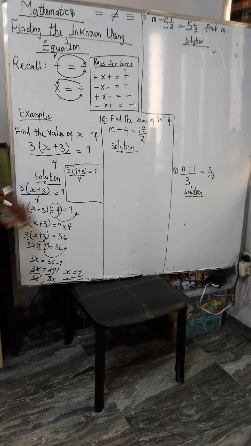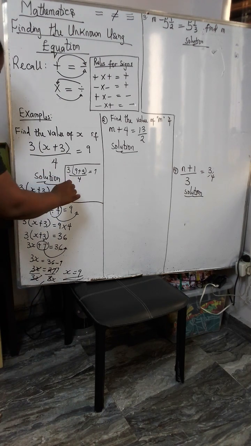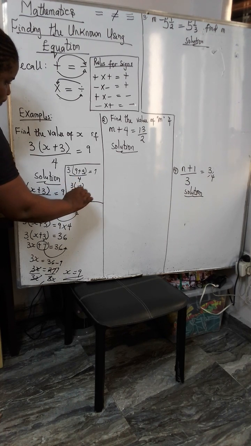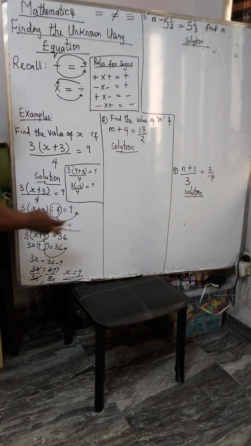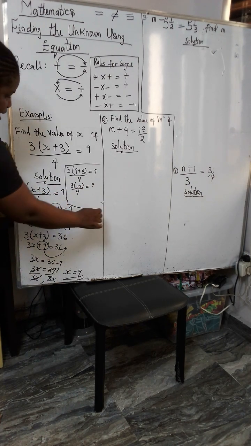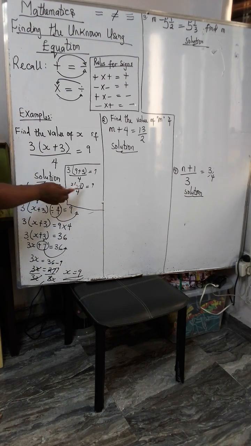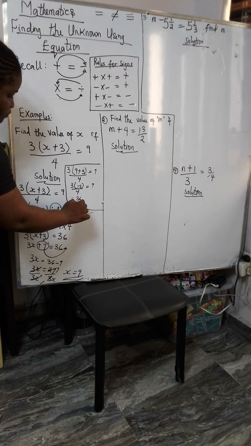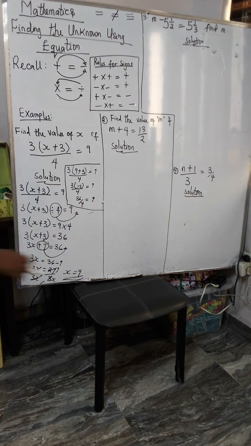Alright, 9 plus 3 is what? 12. So that this is now 3 bracket open, 12 over 4 equals 9. And I need to extend this, please hold on. And this is 12 times 3, and 3 times 12 is 36. So that this is 36 over 4 equals 9. 36 divided by 4 is 9.